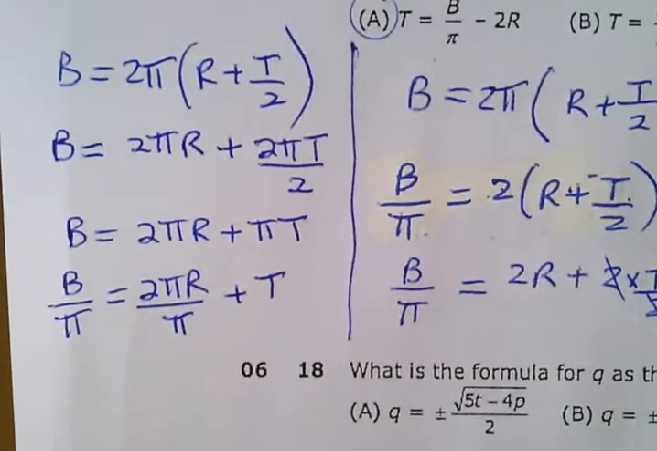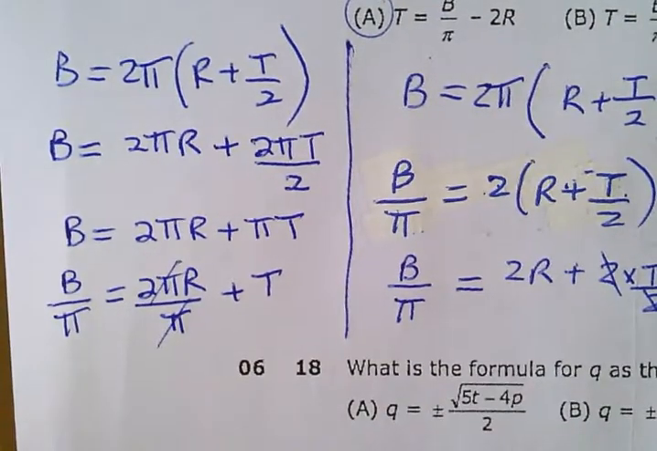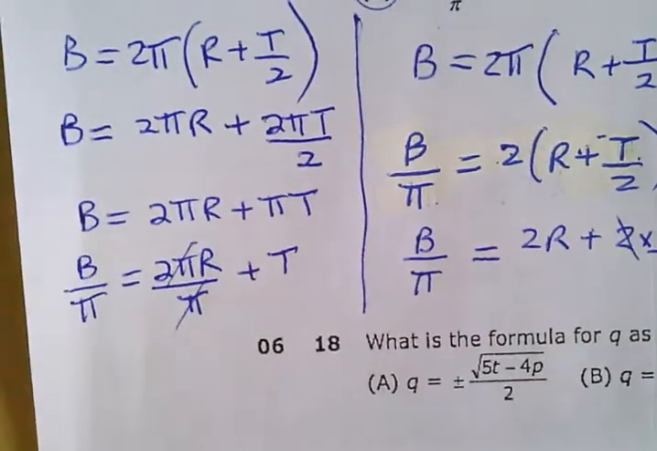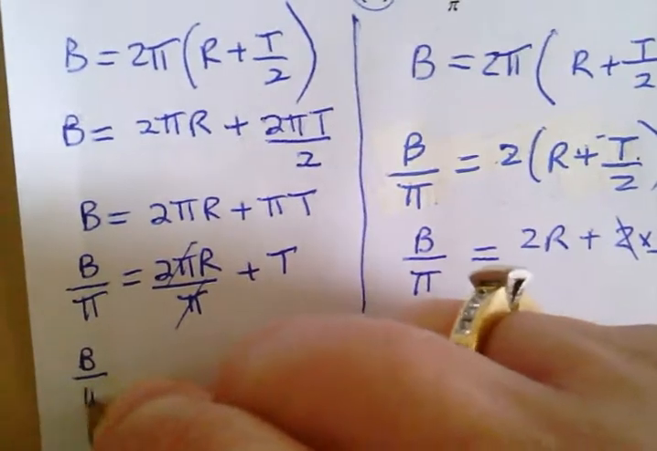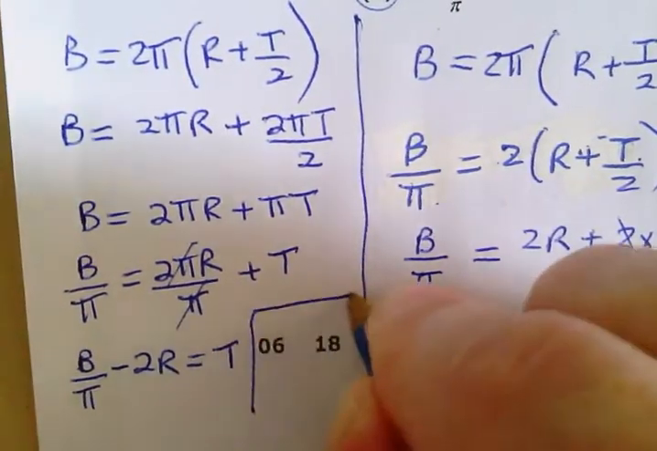The pi's cancel, and you're left with, and then you just take the 2r over. b over pi minus 2r equals t.